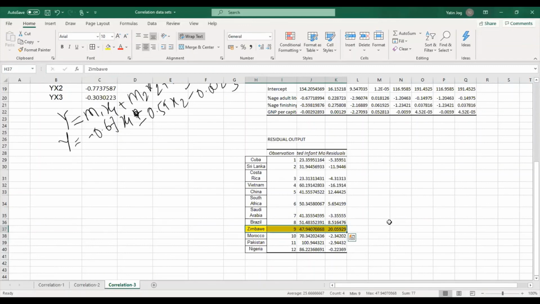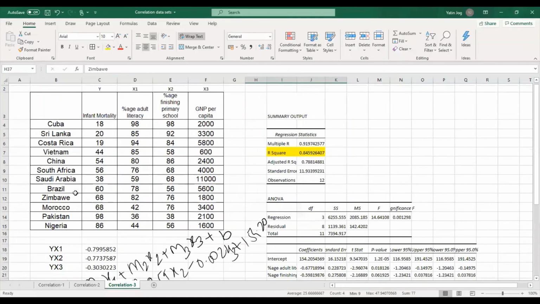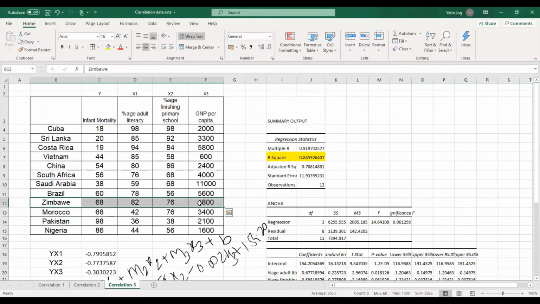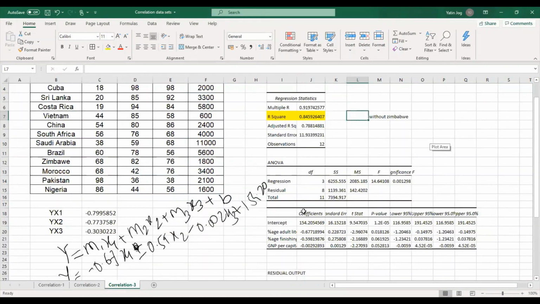So how to check whether I'm correct or not? What I'll do is remove Zimbabwe from my original data. I'll remove this line and rerun the regression for the remaining table, and see the change in R square. If R square is changing on the positive side, and if that change is significant, that means Zimbabwe is an outlier. So can you do this in the next 2 minutes? Just remove the Zimbabwe line and rerun the regression for the remaining table.